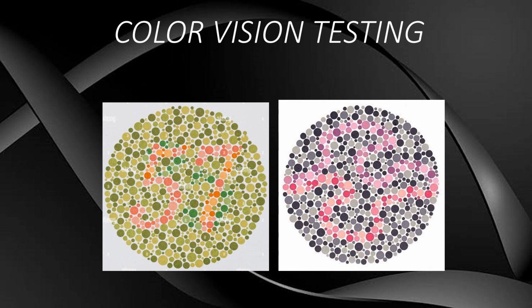Patients with a central vision condition, for example in macular degeneration, have more difficulty identifying colors than those with a peripheral vision condition, for example in glaucoma, because central vision identifies color.